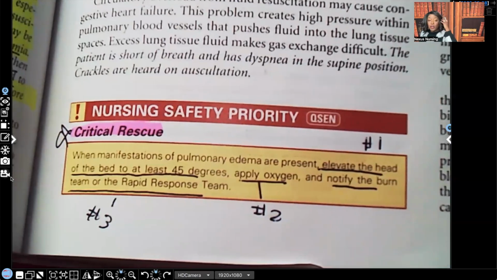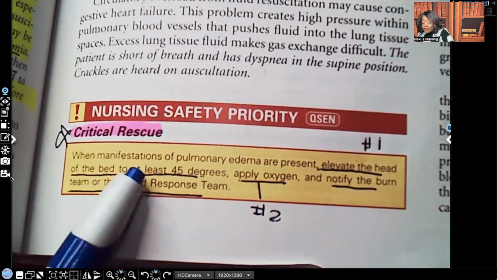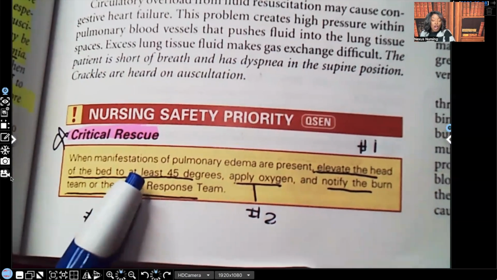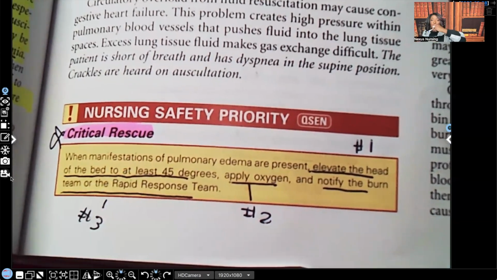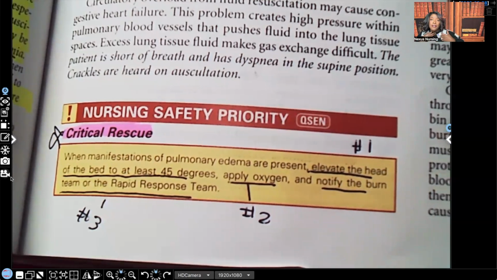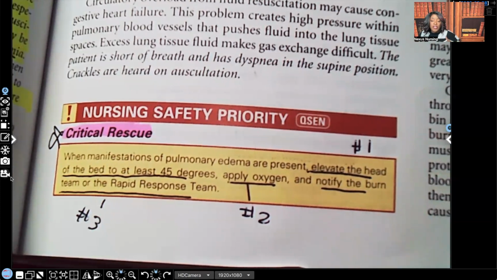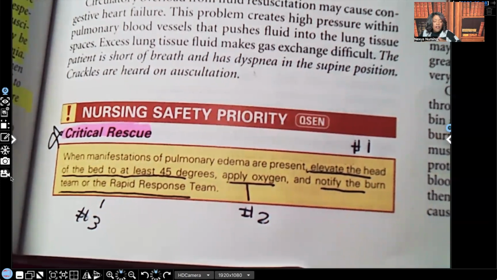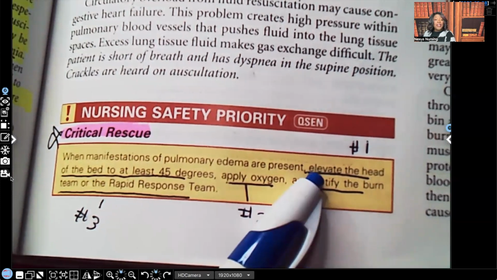Nursing priority alert, critical rescue. When manifestations of pulmonary edema are present, again, the wheezing, the stridor, the brassy voice, the hoarseness, the difficulty breathing, the dysphagia, difficulty swallowing, the drooling, all of those signs and symptoms of edema, right? When those signs and symptoms of pulmonary edema are present, you're going to, one, elevate the head of the bed.